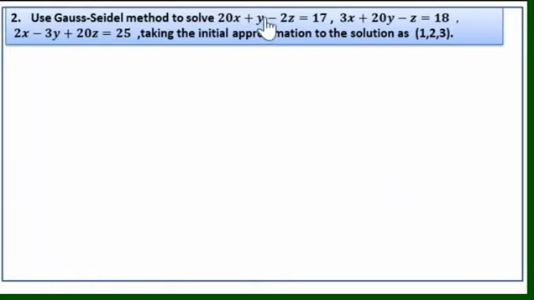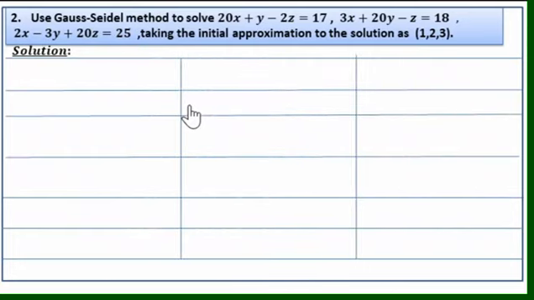So given the system, first check whether the diagonal is dominant or not. The diagonal coefficients are 20, 20 and 20, and 20 is greater than 1 plus 2. Second equation, 20 is greater than 3 plus 1. Third equation, 20 is greater than 2 plus 3. So this system is diagonally dominant. So write the solution in the form of a table.